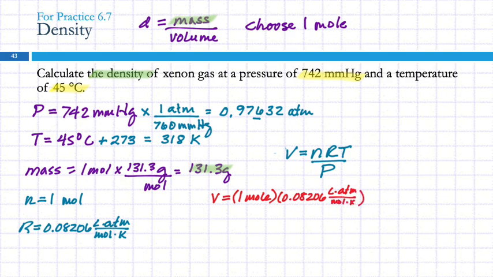And then by the temperature. Oops, 318. It is really easy to write these numbers down and leave digits out, swap digits, move the decimal point.